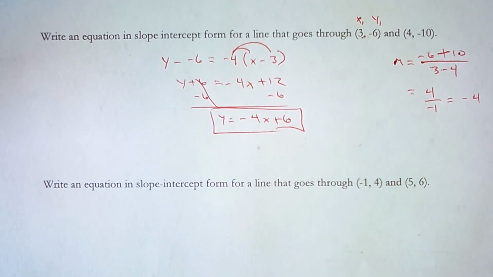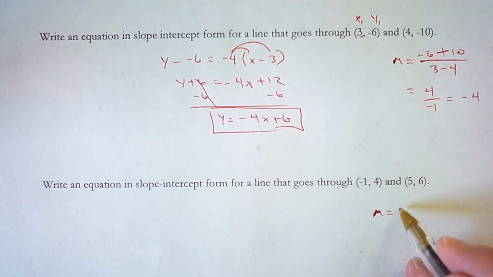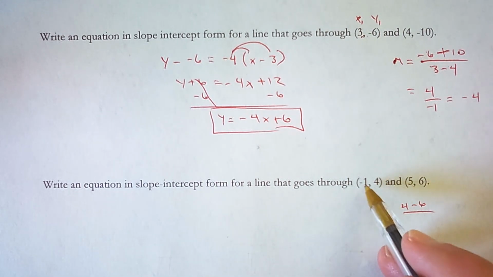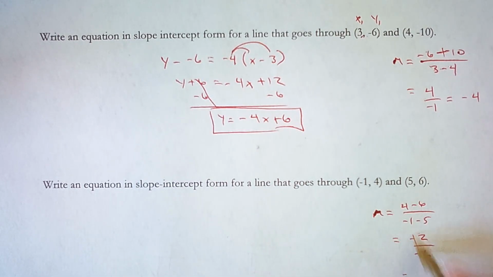And last is another one just like that. We are given 2 points. We need to find the slope. M equals y minus y, 4 minus 6, over x minus x, negative 1 minus 5. So that's negative 2 over negative 6, which simplifies to positive 2 over 6, which is 1/3.